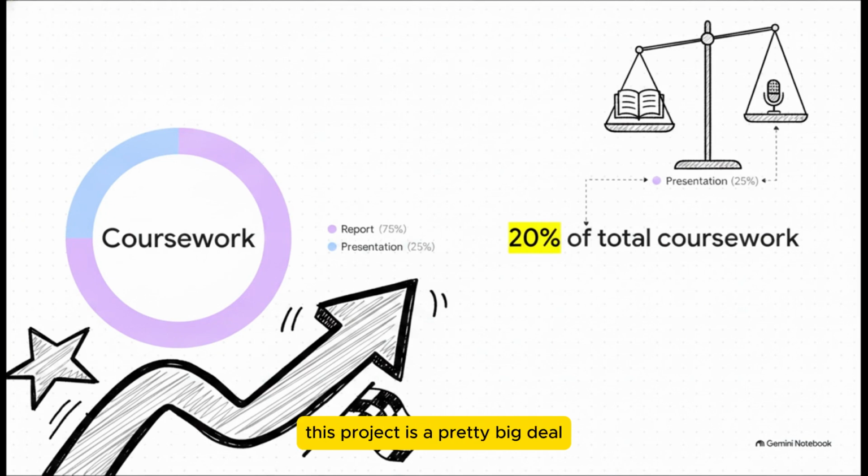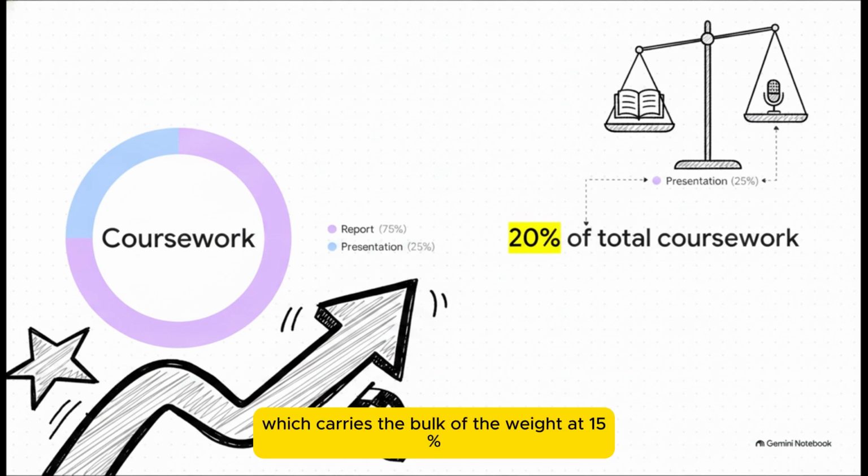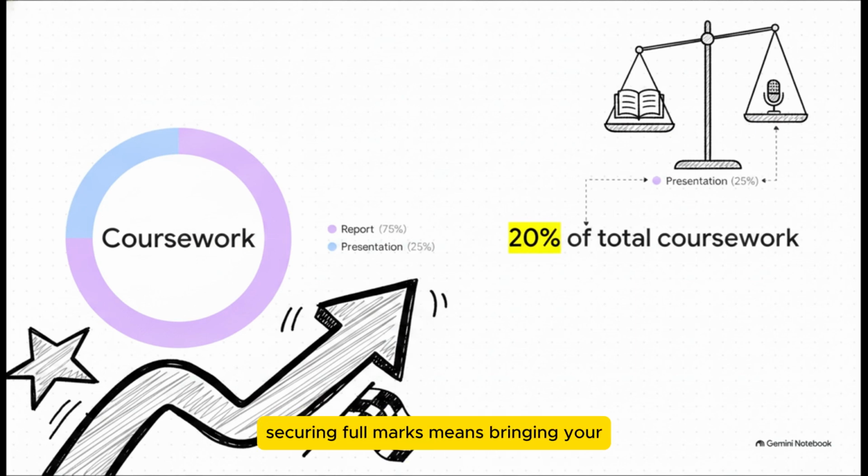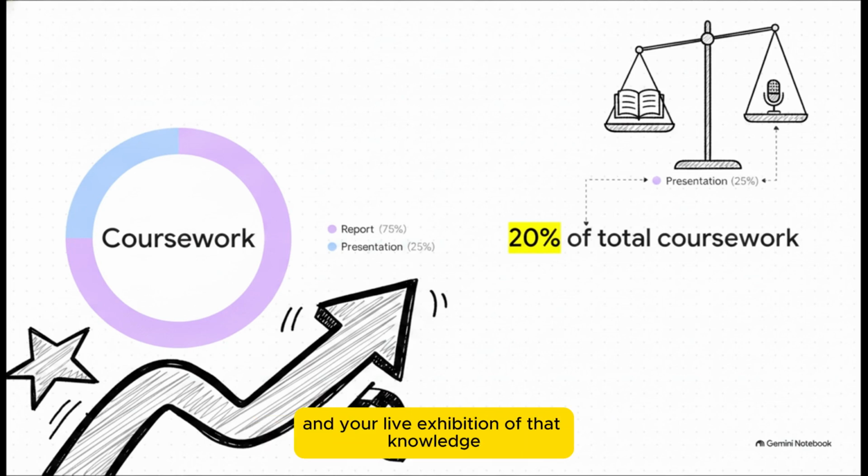This project is a pretty big deal. It accounts for a massive 20% of your total coursework grade. And as you can see, it's split into two main deliverables. First up, your written assignment report, which carries the bulk of the weight at 15%. But hey, don't sleep on that remaining 5% dedicated to your live presentation. Securing full marks means bringing your A game to both a written documentation and your live exhibition of that knowledge.